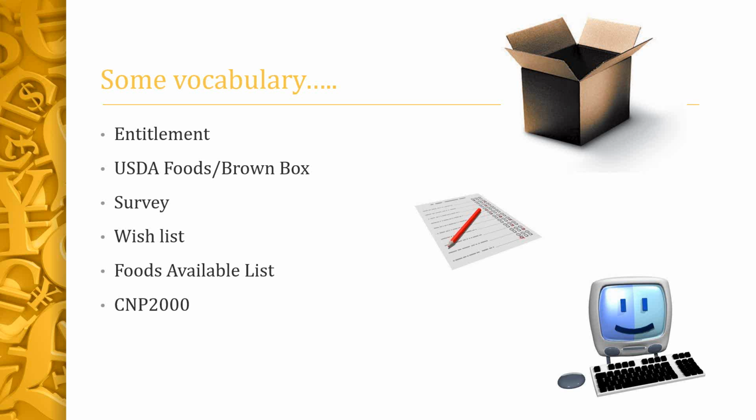When we use the term wish list, that's a list provided by USDA. That's all the products that are hypothetically available through direct delivery or brown box, and we'll talk about wish list in a little more detail. The foods available list is published by USDA, and that's what we've been using in the past to generate that wish list. CNP 2000 is our online web-based system that you utilize to order commodity foods. So it's a little different than CNP that you utilize to put in your claim for reimbursement, which some of you may be familiar with.